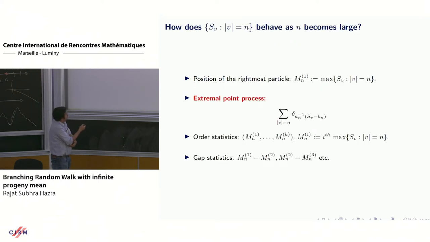And what can you say about the second rightmost particle? These are all captured in a question which looks at a point process of these displacements in the nth generation. You can consider S_V to be the positions. If you are not in the heavy tail regime, you will not need a centering. But in the light tail regime, you'll need a centering and scaling, and you look at the point process of these positions and ask where this point process converges to. If you know the answer, then the following questions like order statistics and gap statistics come immediately, which are quite important in the physics literature.